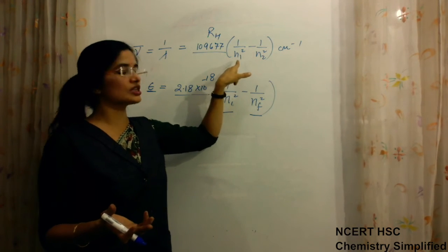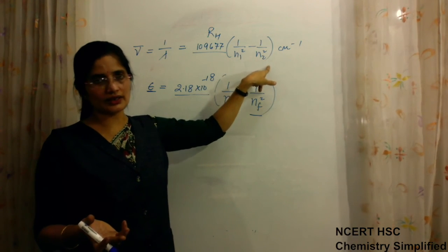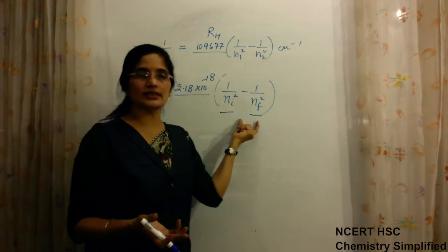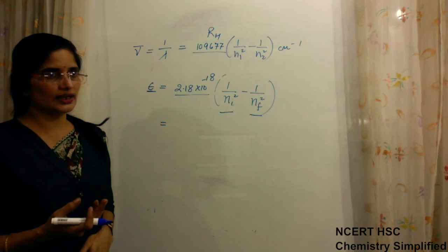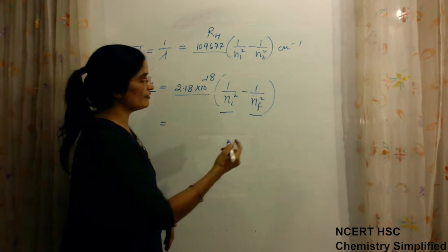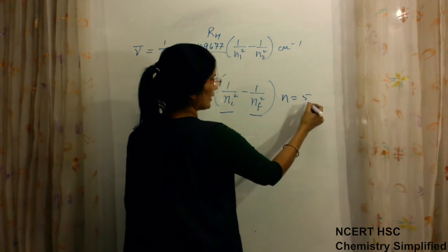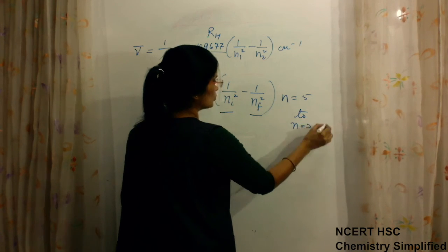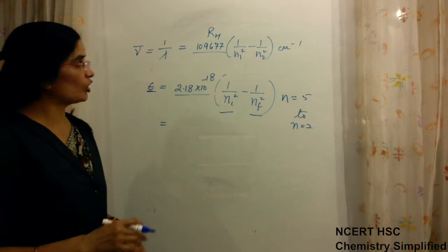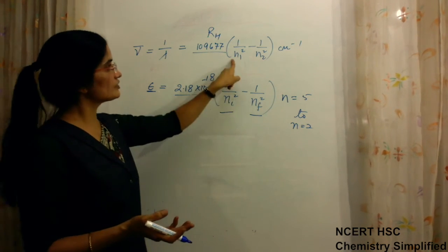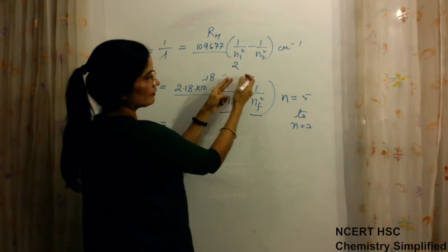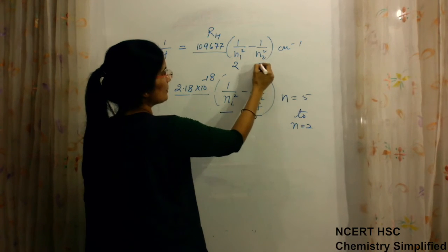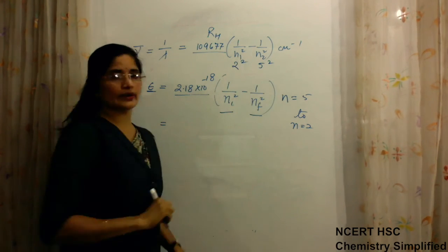Always we will have to use the smaller N1 and the bigger N2, but in this case it is not so. Suppose in a question I say that an electron is jumping from n equal to 5 to n equal to 2. Then what will be the wavelength? In this formula I will put 2 here, because N1 is the smaller value and N2 is the bigger value. So 2 square and 5 square I will use.